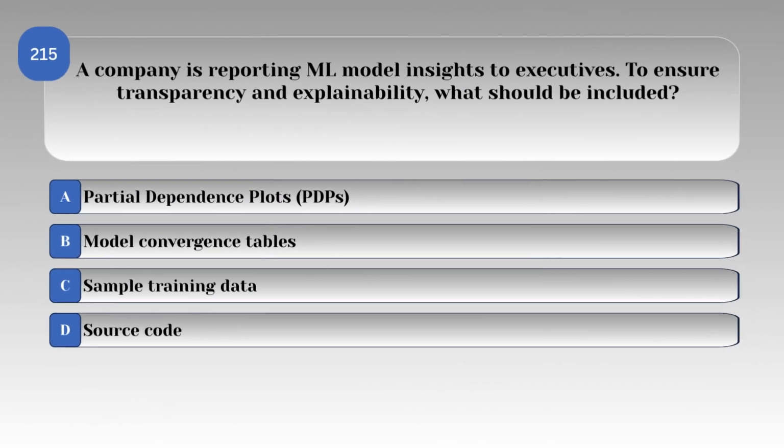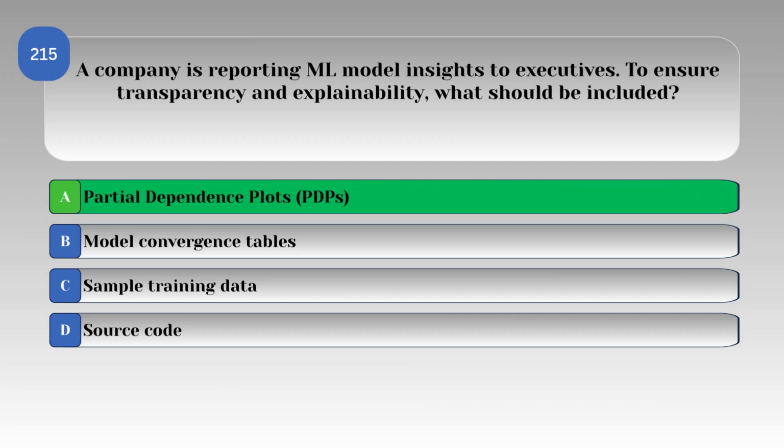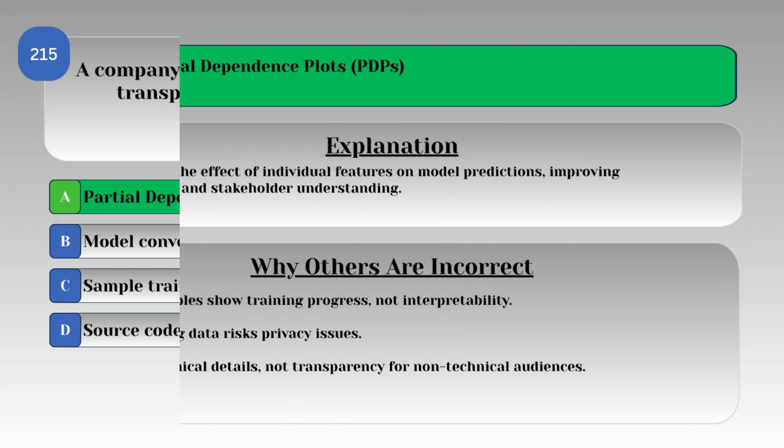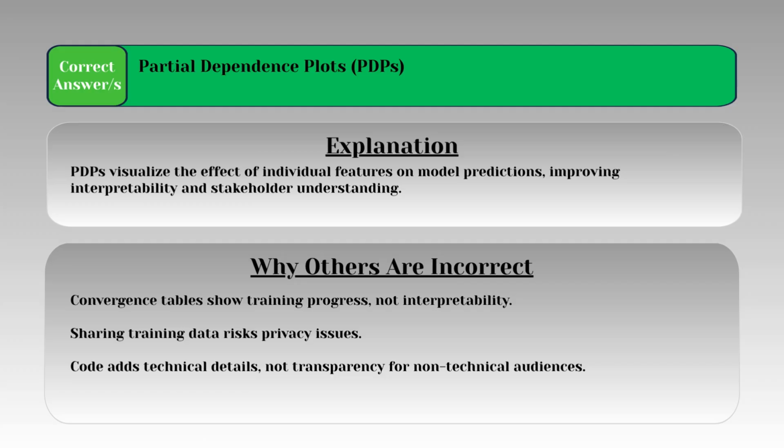A company is reporting ML model insights to executives. To ensure transparency and explainability, what should be included? Correct answer: partial dependence plots, PDPs. Explanation: PDPs visualize the effect of individual features on model predictions, improving interpretability and stakeholder understanding.